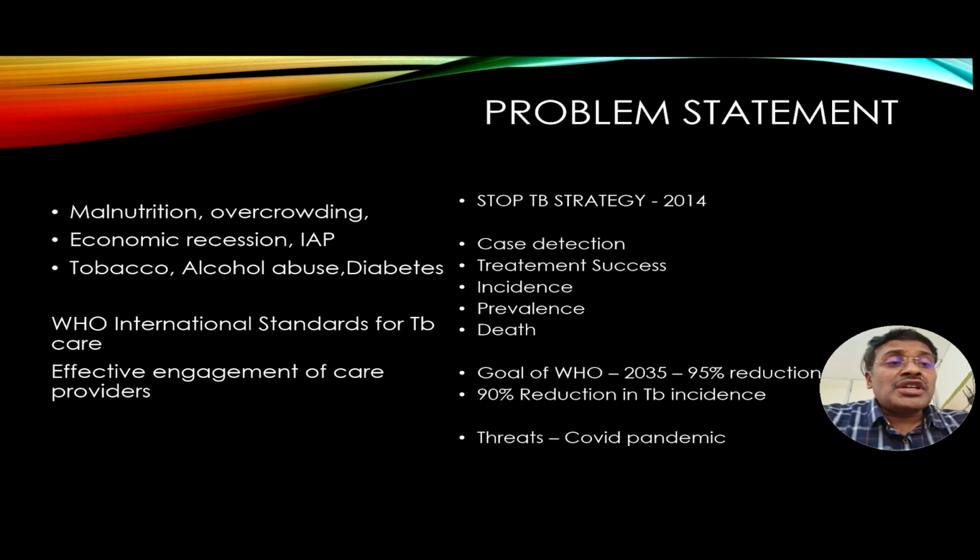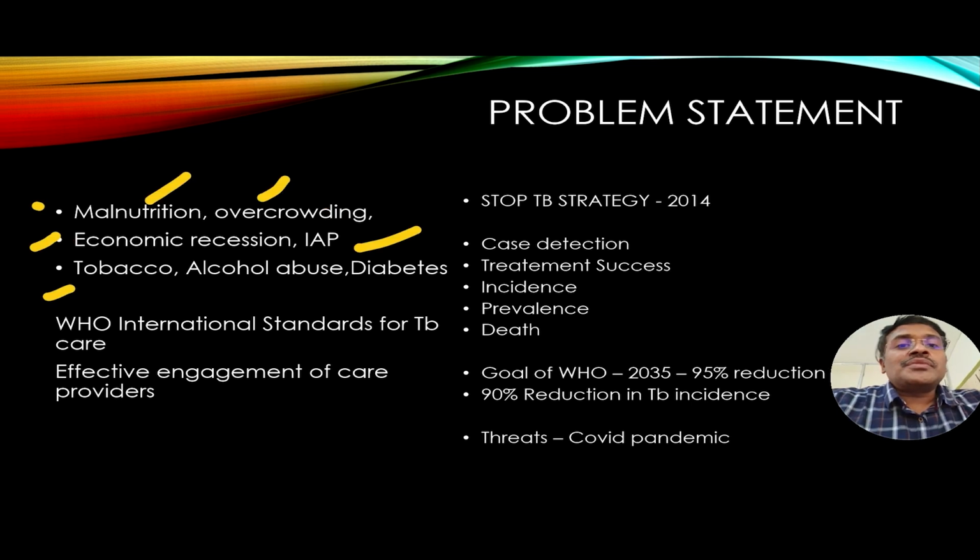What are the social factors responsible for the transmission of tuberculosis in the community? Malnutrition, overcrowding, economic recession, indoor air pollution, tobacco consumption, alcohol abuse, and diabetes. And of course, tuberculosis is such a big problem in our country. In the world, WHO has given some international standards for tuberculosis care, which is to provide effective engagement of care providers.